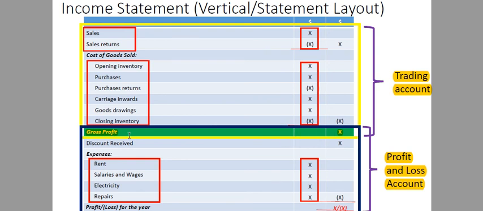So we have just stacked both parts on top of each other to make it a complete income statement. And then the heading would be just income statement. You would not write the words trading account or profit and loss account with it. So, a quick summary: it starts with sales, we minus the sales returns, and then we get the net sales. Then we get the cost of goods sold using this big formula here.